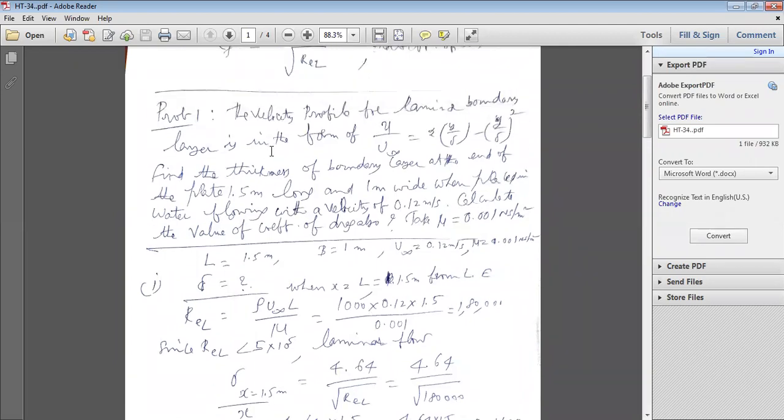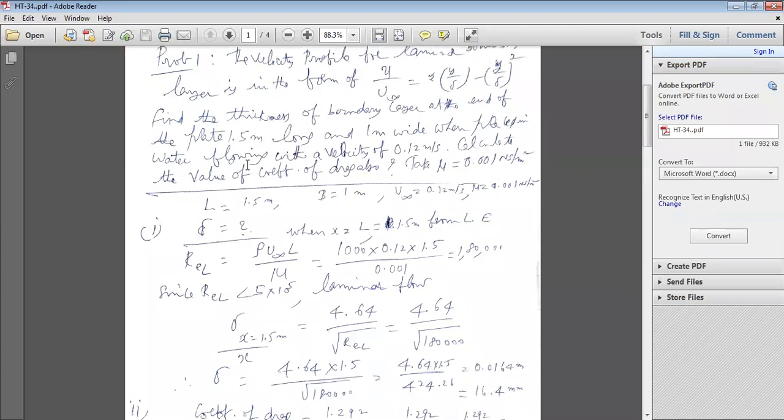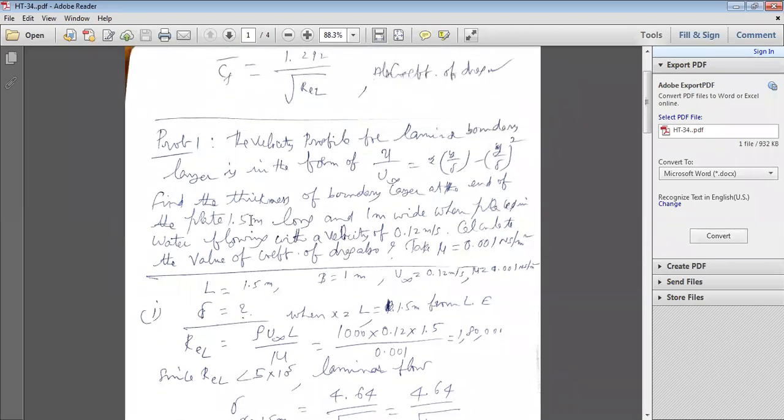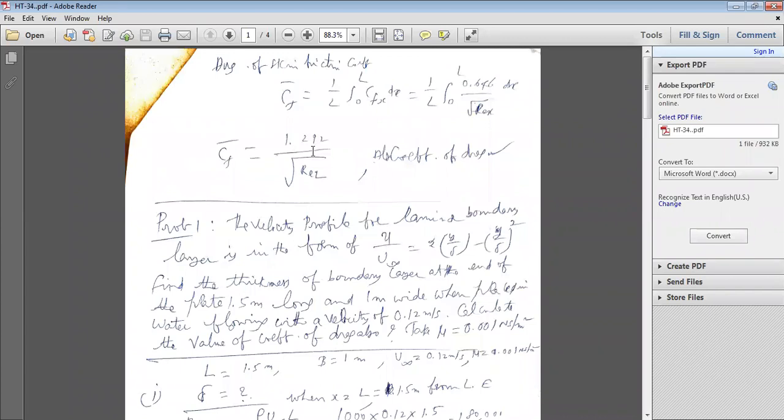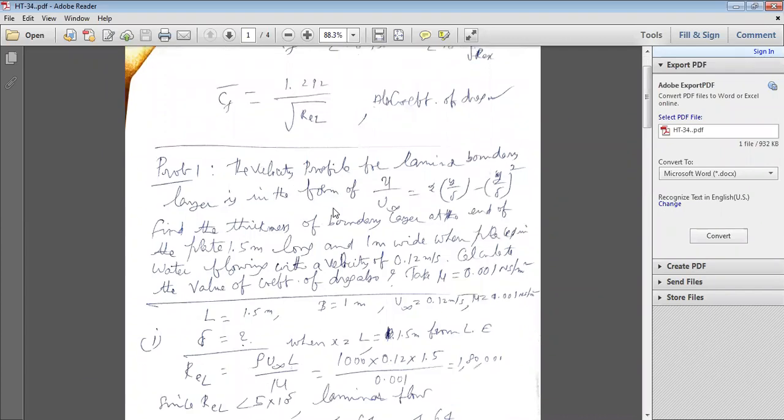Here it is a flat plate and the velocity profile is in the form of 2 into y by delta minus (y by delta) whole square. You have to find the thickness of the boundary layer at the end of the plate, that is delta at x is equal to L. So x is equal to 0 is the starting point, x is equal to L is the ending point. At x is equal to L, you have to find the boundary layer thickness, and also calculate the coefficient of drag using the formula CFR is equal to 1.29 divided by square root of REL.